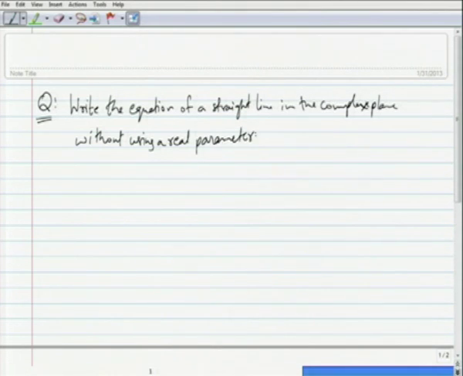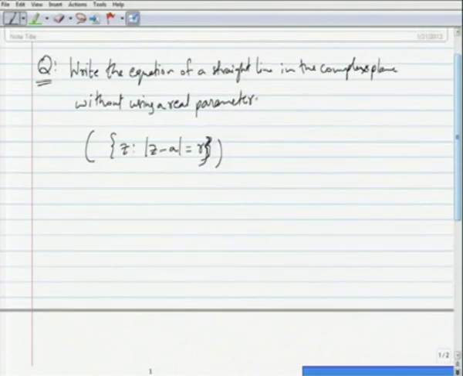What I mean by that is, recall we have written the equation of a circle as the set of all z such that the modulus of z minus a is equal to r for some positive real number r. In the case of a straight line, it is possible to write the equation without using any real parameter. So, try to solve this question, and I will provide the solution here.